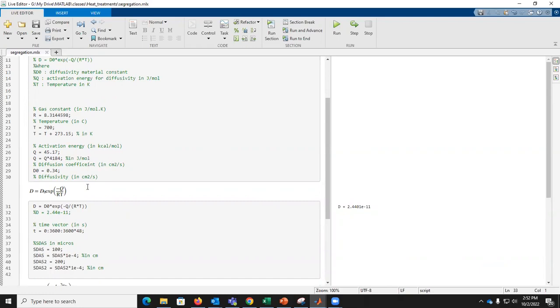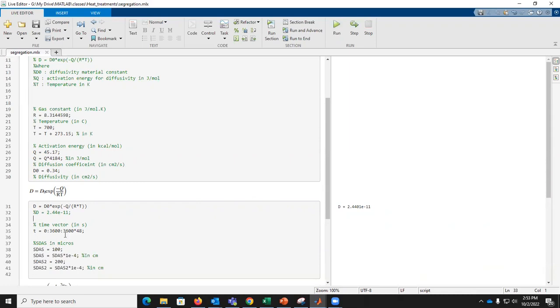It's international units. In this case, we can change everything to international units, so we're multiplying by these factors. And in this case, D sub 0 is in centimeters squared per second. So we can multiply all of the terms using this equation, and after running this part of the code, we obtain the value of 2.44, so 2.44 to the power of minus 11.